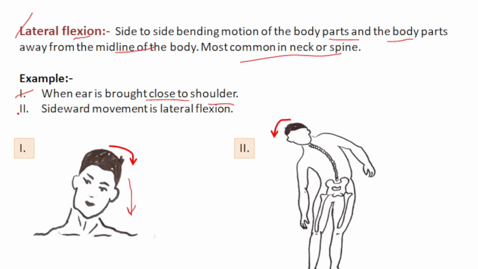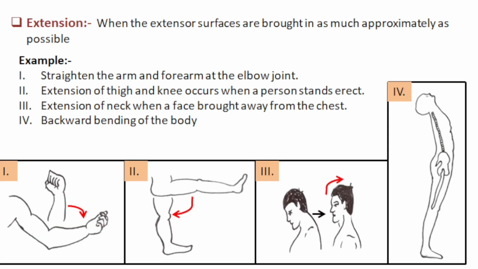So this movement is called the lateral flexion. And in the second picture, there is a sideward movement, the lateral flexion. You see in the second picture that a sideward movement occurs, and this movement is called the lateral flexion. Then extension, when the extensor surfaces are brought in as much as possible.